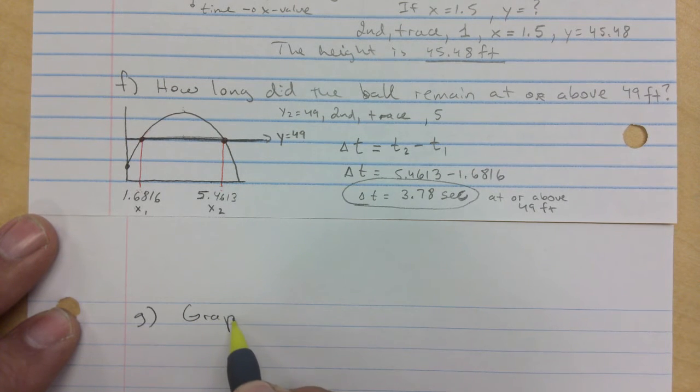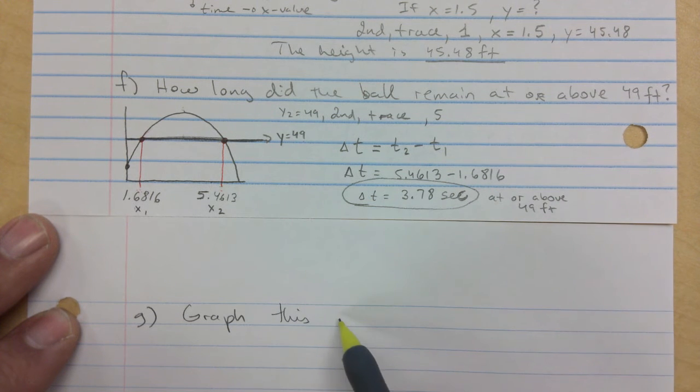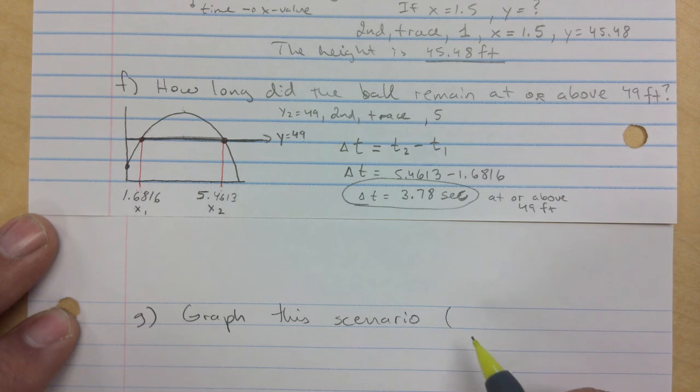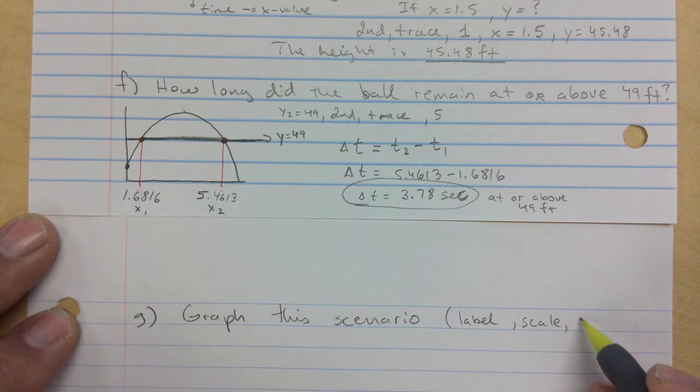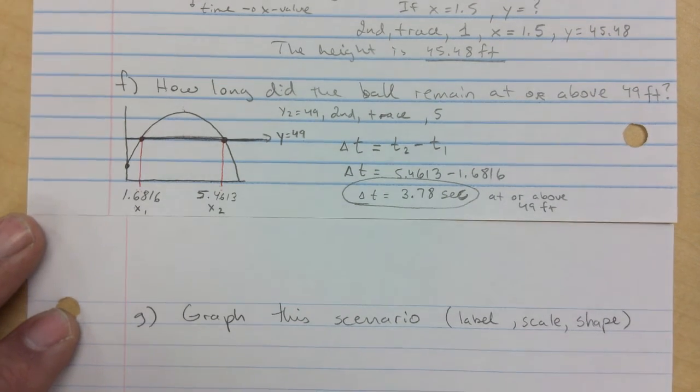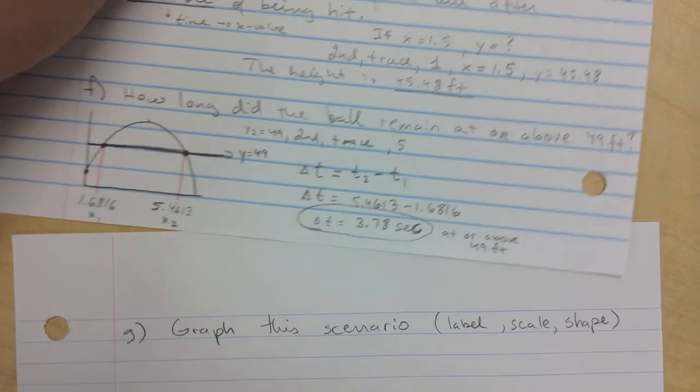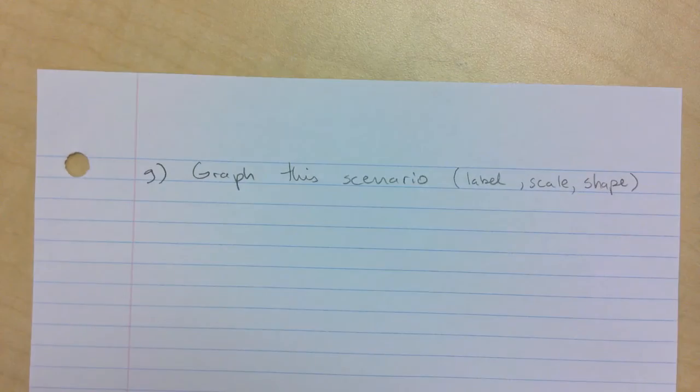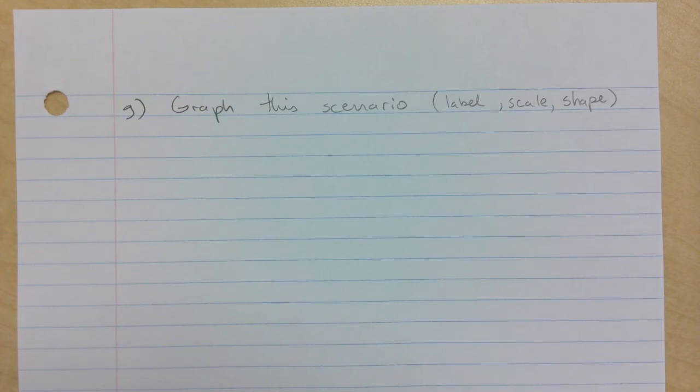Let's graph this scenario. And remember, we will label, we will have a scale, and we will also look at the equation. Actually, shape, but for us, they're always the same, but that's grade 12. They would look at, does the shape look like what it's supposed to be? So here we go.